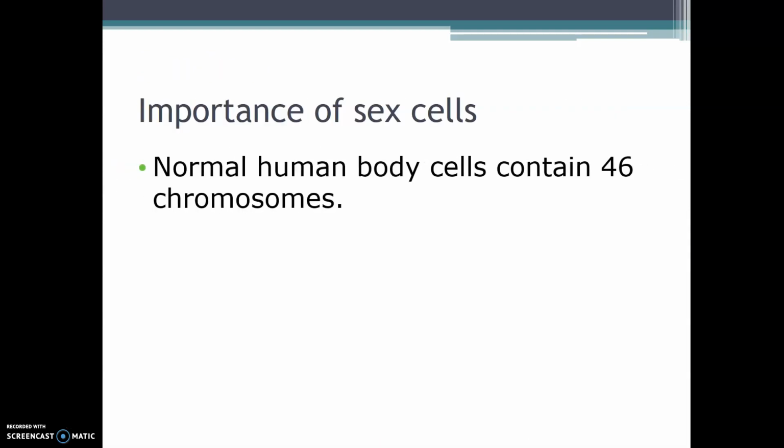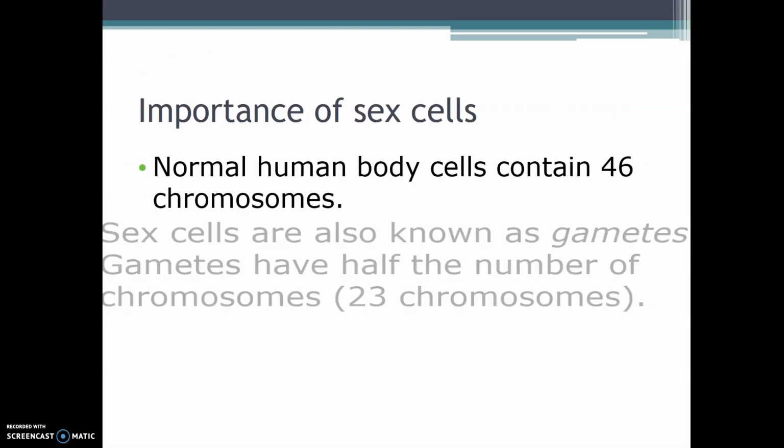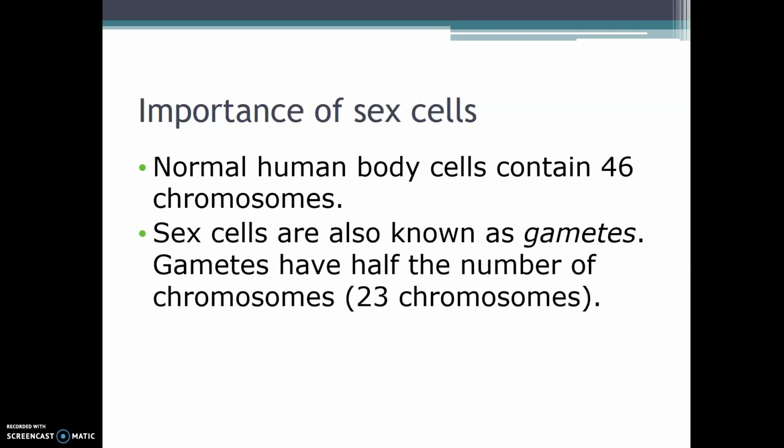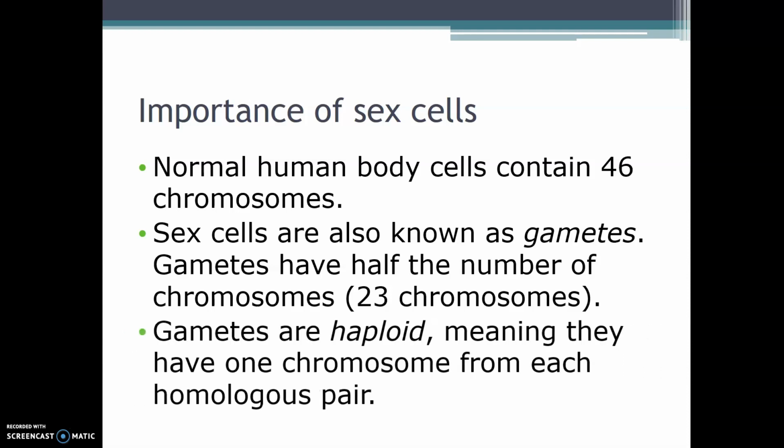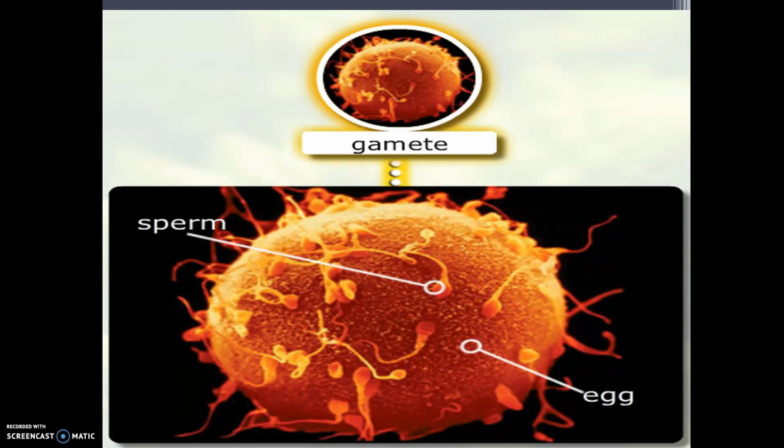The importance of these cells is that normal human body cells contain 46 chromosomes, but the sex cells, also known as gametes, have half the number of chromosomes. They're haploid, meaning they have 1 chromosome from each homologous pair, and that's important because that's where we get our genetic recombination. So that's why you don't look exactly the same as one of your siblings.